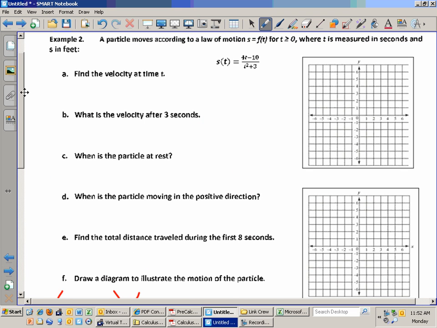So we go negative 4t squared plus 20t plus 12 divided by t squared plus 3 quantity squared. I should mention I haven't actually worked this problem out yet, so hopefully we do it right. Velocity of t is equal to that. So what's the velocity after 3 seconds? What would I do? Plug in 3.